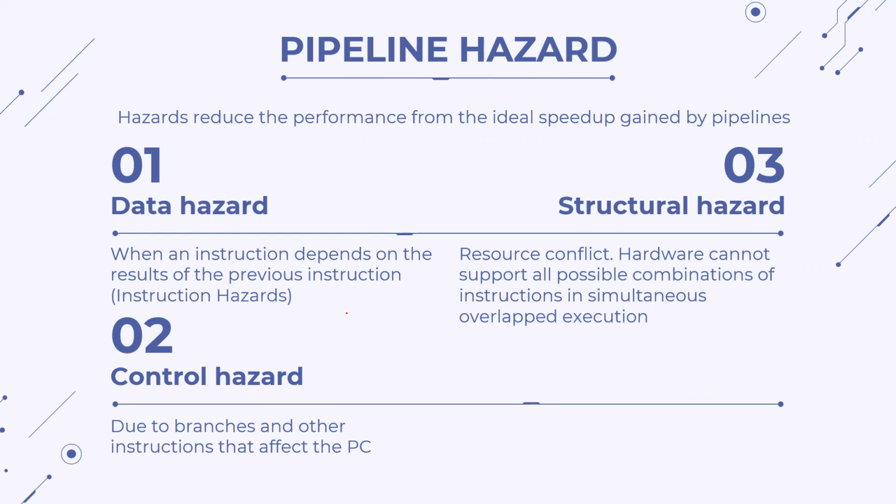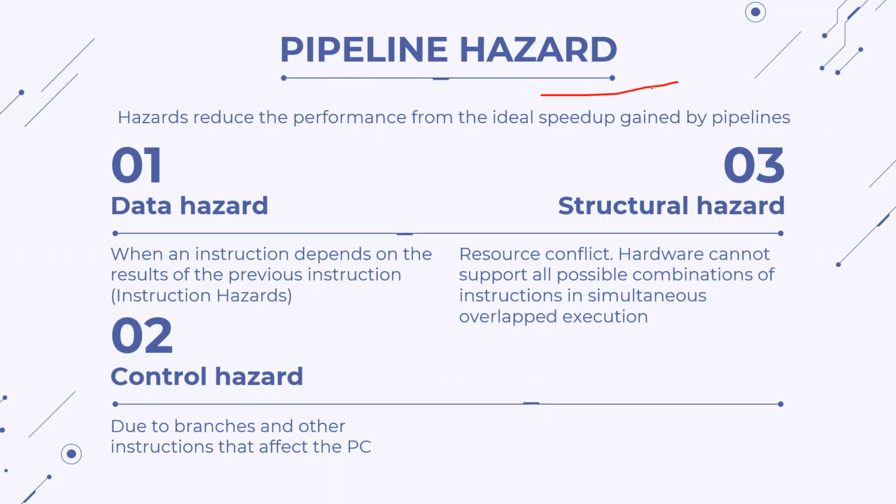Today, I'm going to discuss the topic of pipeline hazards. When you consider pipeline hazards, they reduce the performance from the ideal speed gained by the pipeline. There are three kinds of pipeline hazards. First one, data hazard, which is also known as the instruction hazard. This is due to the dependency on the results of the previous instruction.